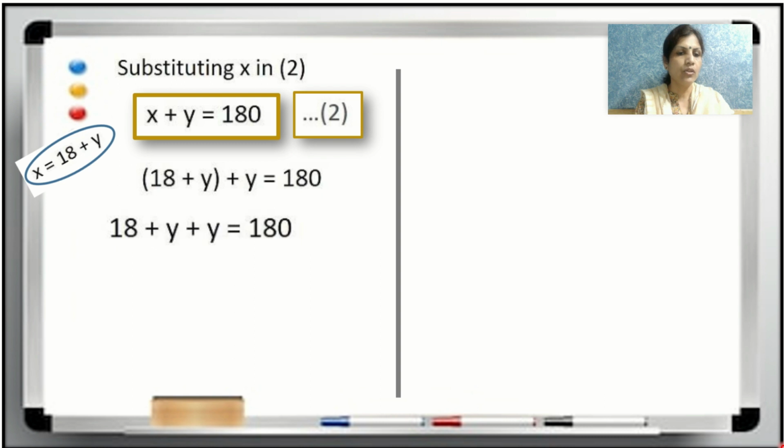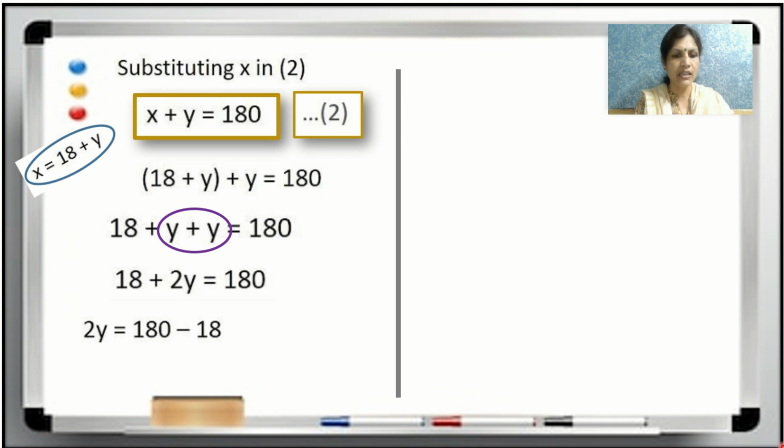So our equation becomes (18 plus y) plus y is equal to 180. Open the bracket and solve it. So we'll get 18 plus y plus y, and y plus y is equal to 2y. So we'll get 18 plus 2y is equal to 180. So 2y is equal to 180 minus 18, and 180 minus 18 is 162. 2y is equal to 162, and so y is equal to 81. So between x and y, we have taken our smaller angle as 81. So the value of y is 81.